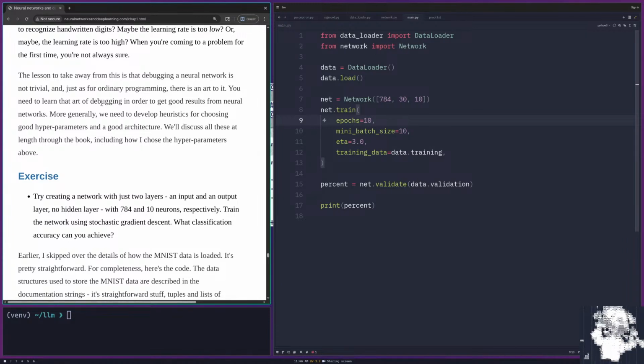More generally, we need to develop heuristics for choosing good hyperparameters and good architecture. We'll discuss all these at length through the book, including how I chose the hyperparameters above.